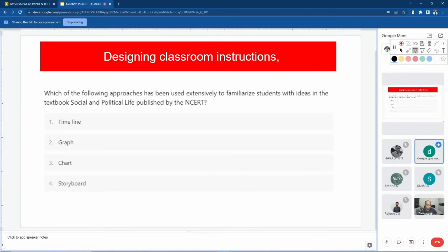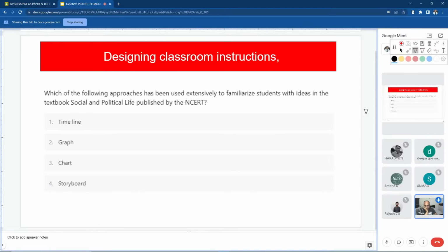Which of the following approaches has been used extensively to familiarize students with ideas in the textbook Social and Political Life published by the NCERT? Timeline, graph, chart, storybook. Now it comes to social and political life. When you are teaching students about social and political life, which is published in NCERT, which one would be the more important approach? Timeline approach, graph or chart or storyboard?